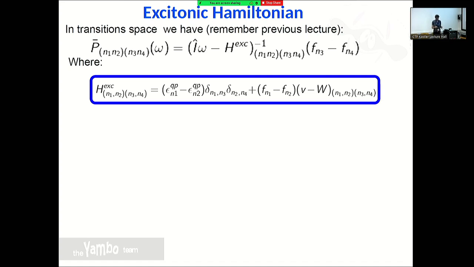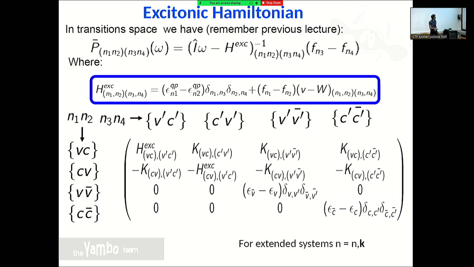Although the tricky point usually in extended systems is that there is a momentum index attached to each of these, and let's say the convergence with the momentum index is often the most demanding part. So okay, this is the form of the Hamiltonian. You have here your quasi-particle corrected energies, and here you have the electron exchange and the electron screened interaction, and you have these occupation factors weighting the kernel.